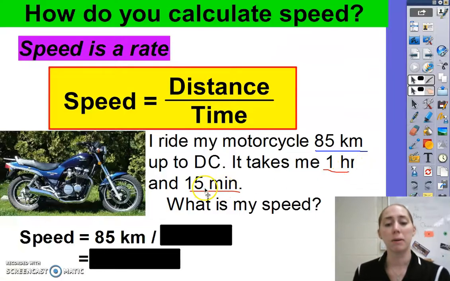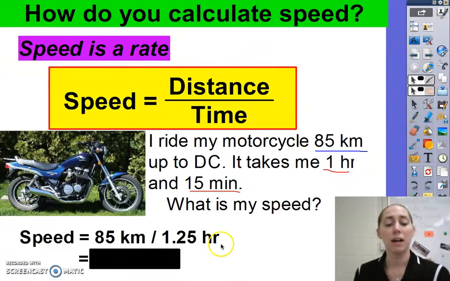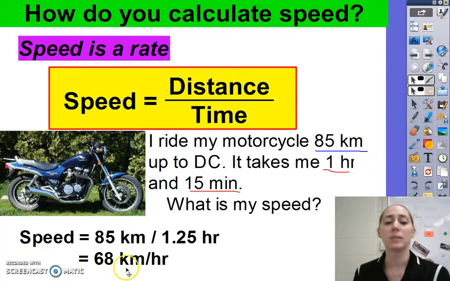I chose to convert my minutes into hours. 15 minutes is a quarter of an hour. So I have 1.25 hours. I just plug and chug the numbers and I end up with 68 kilometers per hour. You take the unit on the top and you have a little slash, meaning per, and the unit on the bottom gives you your unit for speed.